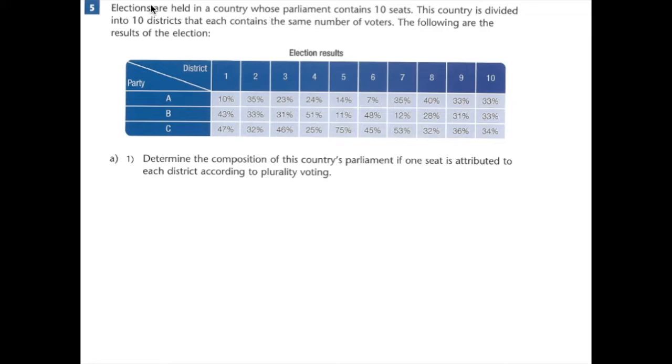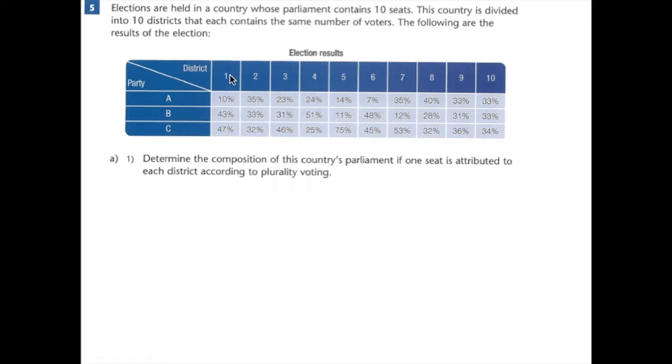Number 5. Elections are held in a country whose parliament contains 10 seats. This country is divided into 10 districts. Each contains the same number of votes. The following are the results of the election. A. 1. Determine the composition of this country's parliament if one seat is attributed to each district according to plurality voting.